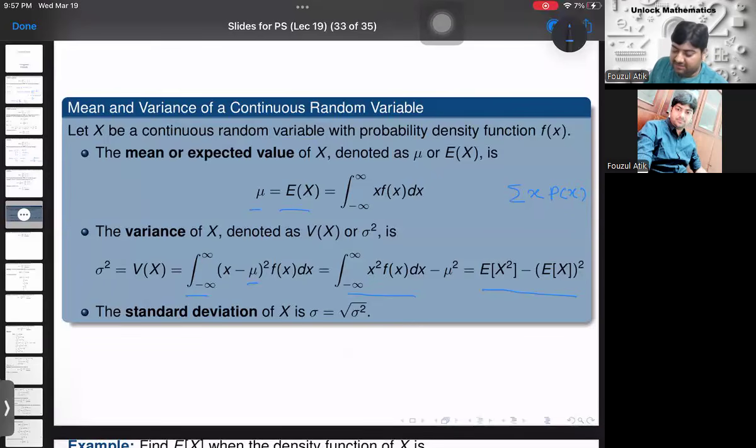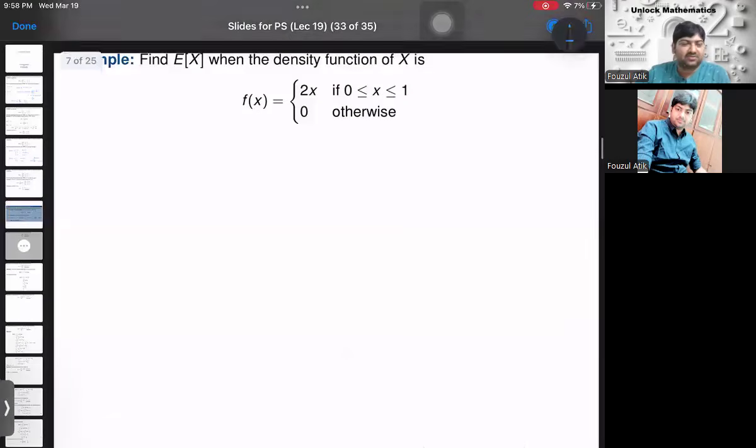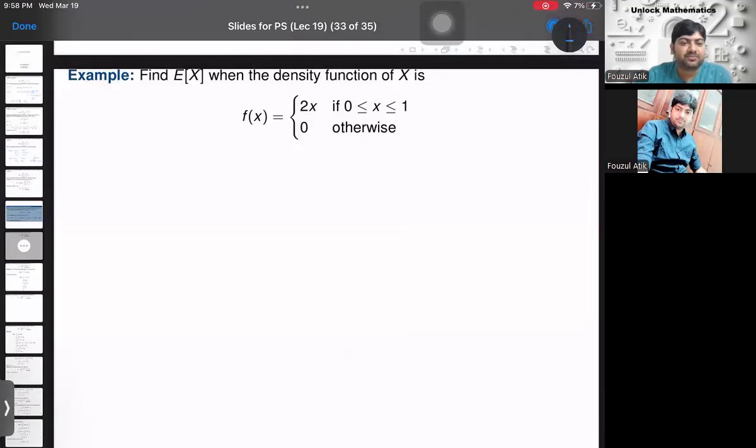And then the standard deviation, which is the square root of the variance. So sigma is equal to root over variance of x, right? We'll do a couple of examples of how to find the expectation, variance and standard deviation when the probability density function is given. These are very easy; we will only be doing some working exercises.